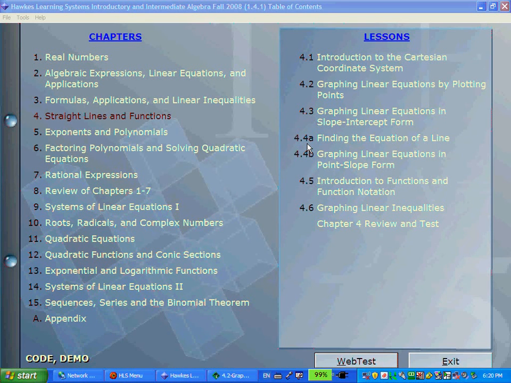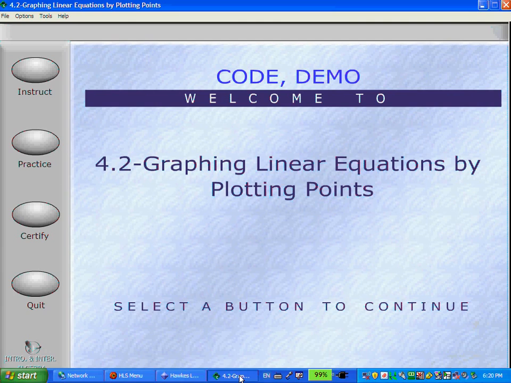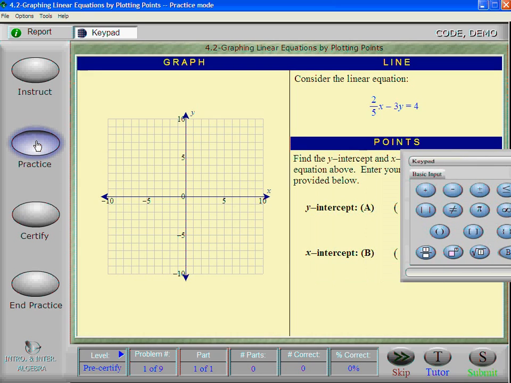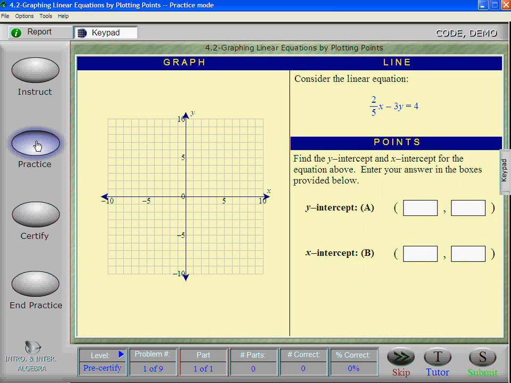Okay, this relates to section 4.2. And when you go into section 4.2, practice mode, let's see what kind of questions they give us. I think what I'm going to do too is summarize what the different types of problems are in this section. To me, it seems like there's three categories of problems.